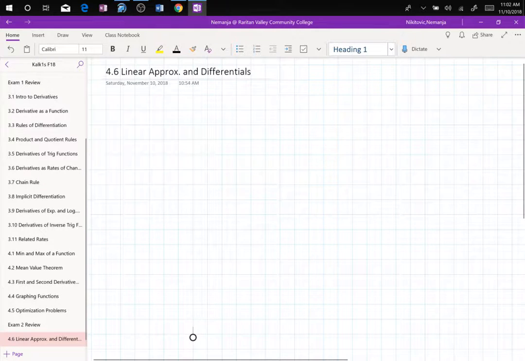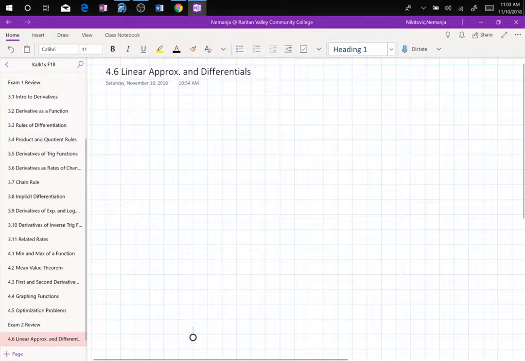Hello and welcome back to Calculus 1, section 4.6 on linear approximation and differentials. All right, let's honor our ancestors. This is the way we used to compute values before calculators. This can be used in much more powerful ways than just computing values, but it's easy and nice to understand the whole idea through computing values.